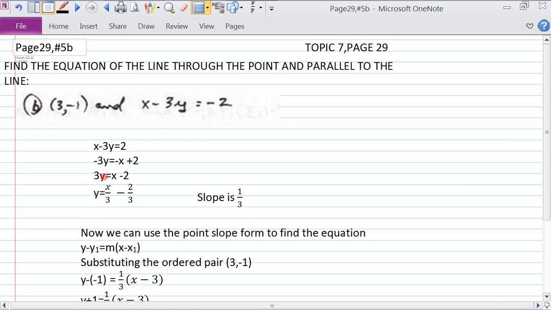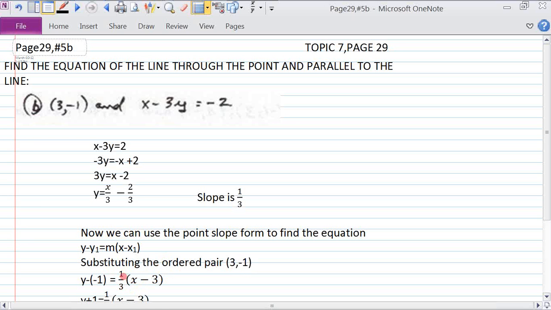Now, dividing this term by 3, I get y. Dividing this term by 3, I get x over 3. And dividing minus 2 by 3, I get minus 2/3. So now, m is the coefficient of x, and it is 1 over 3. So I now know the slope of the line, and I know this point has to lie on the line. So I can just use the point slope form, y minus y1 equals m(x minus x1), where m is a third, and x1 and y1 are these two values here.